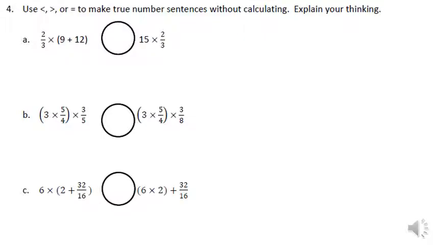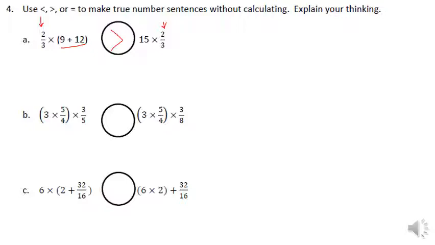Okay, on these, what we're doing is we're not going to actually solve it. We're going to compare them. It says without calculating, so we're going to be looking at a comparison. I can see here that I am multiplying both sides by 2/3. So now I've got to look and see what am I multiplying by. Over here, I'm multiplying by 21. Here, I'm multiplying by 15. So since I'm multiplying 2/3 by 21, this is going to be a greater number.